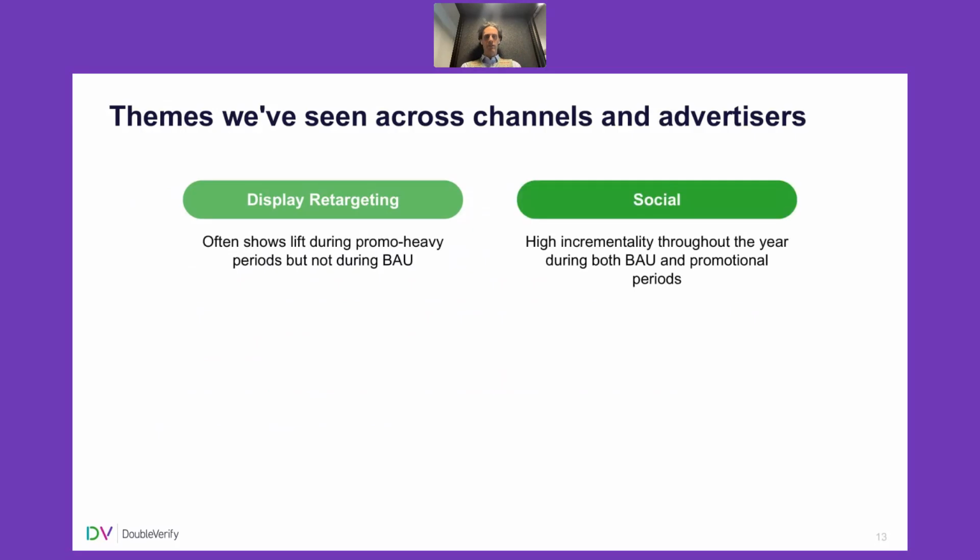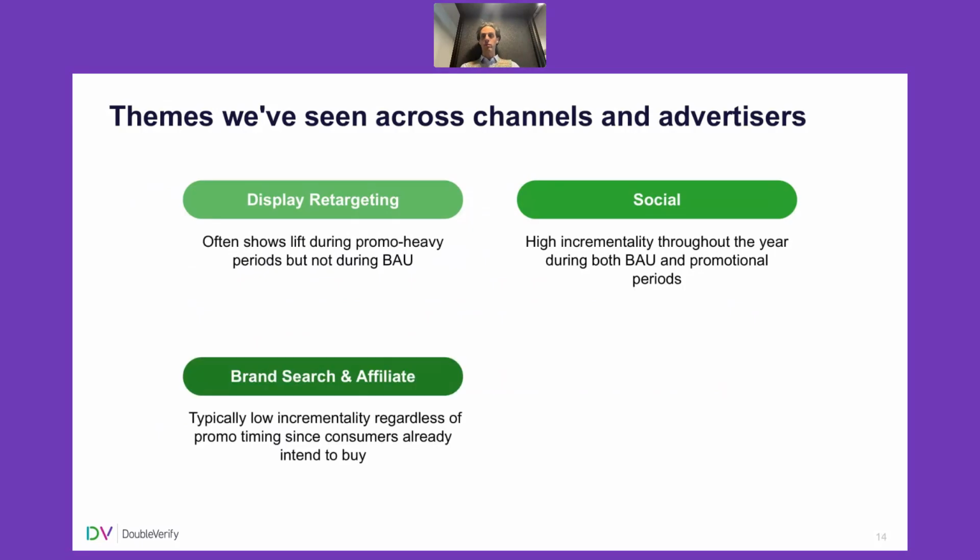Social, very, very high incrementality potentially. It varies a lot by brand, but can be very high incrementality throughout the year, both in and outside of promotional periods. Brand search and affiliate, typically low incrementality regardless of the timing. Affiliate, depending on the style of affiliate that you're buying, it can be extremely low incrementality, just kind of grabbing credit for conversions that would have happened anyway, no matter what. And then brand search, very, very similar story.